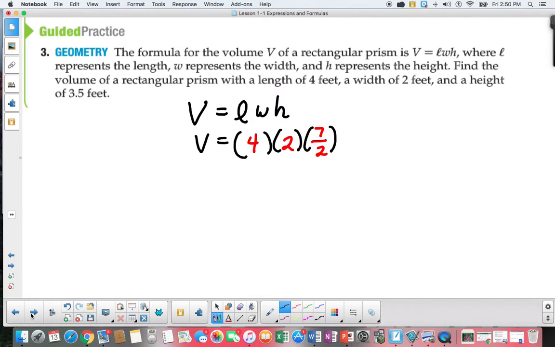In this particular problem, I have the formula and I've substituted all the values. Notice that I did take 3.5 and I substituted 7/2 instead. And the reason I did that is because then I can do some reducing and I can get the answer. And again, I didn't have to go to the calculator to do that. And this is going to be feet cubed because this is a volume expression.